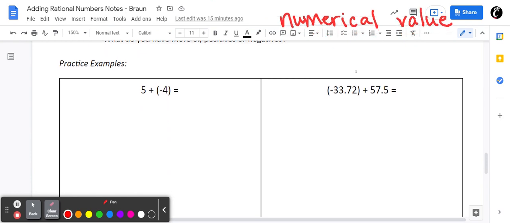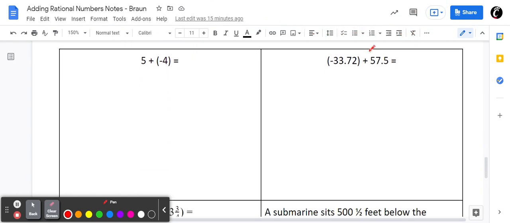We are going to start with 5 plus -4. Okay, first we want to look at our signs. Since we have 2 different signs, we have a positive and a negative. Different means we subtract. So I'm going to write that on here. Different equals subtract.